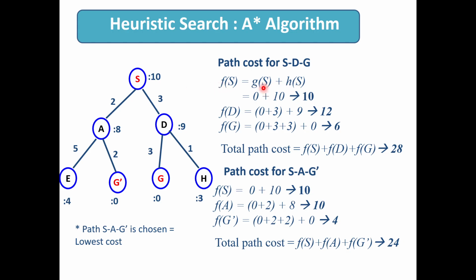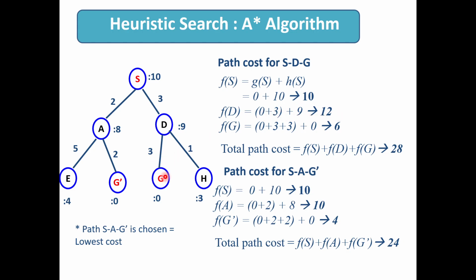Then g of S is the cost from the current node to the root node. This S node itself is the root node, so this will be 0. Then h of S, the cost given here, is 10. So f of S is equal to 10. Then calculate f of D. f of D is g of D plus h of D. g of D is the cost from that node to the root node, so that will be 0 plus 3, which is 3, and h of D is 9. So it costs 12.